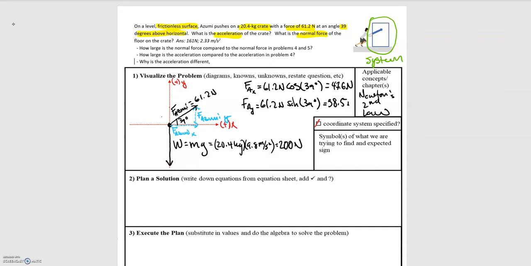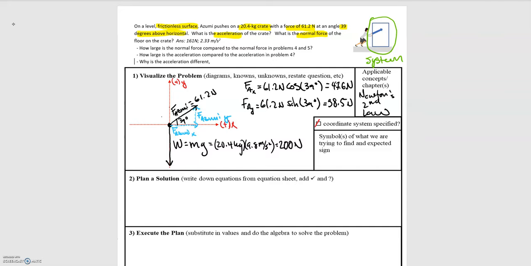So now we have one more force to deal with, and that's the normal force that's being applied to the crate by the floor. And so we know that the crate's not moving up and down in the y direction, so the acceleration must be zero. Since we have an applied force by Izumi, part of it's in the y direction, the normal force is not going to be equal to the weight force in this case. We know that the sum of the component in the y direction by Izumi and the normal force should equal the weight force, so that the total equals zero.